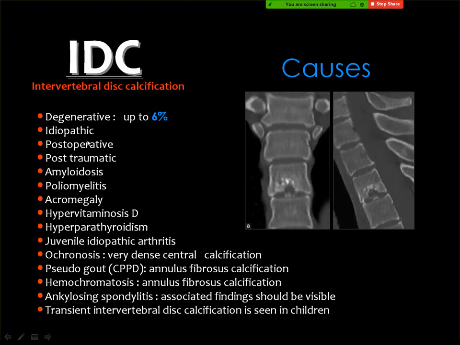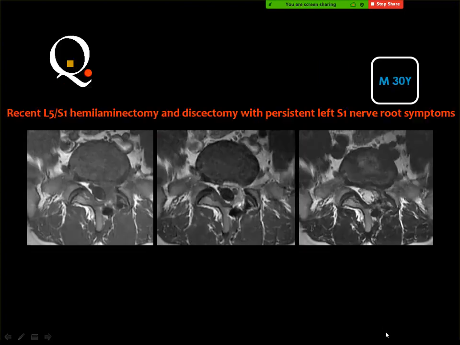Number one, degenerative, sometimes idiopathic, post-operative, post-traumatic, amyloidosis, poliomyelitis, acromegaly, hypervitaminosis D, hyperparathyroidism, juvenile idiopathic arthritis, ochronosis, pseudogout, hemochromatosis, ankylosing spondylitis, and transient intervertebral disc calcification seen in children. You mean that you got some calcium in the disc that resolves spontaneously after some time in the pediatric age group. Next case.